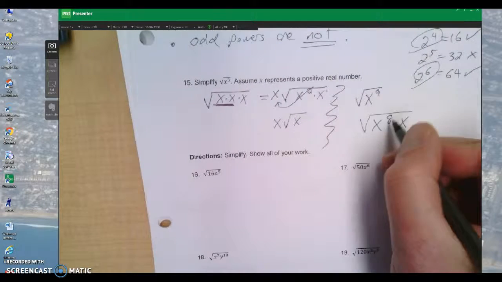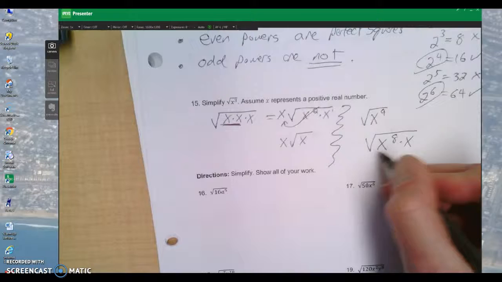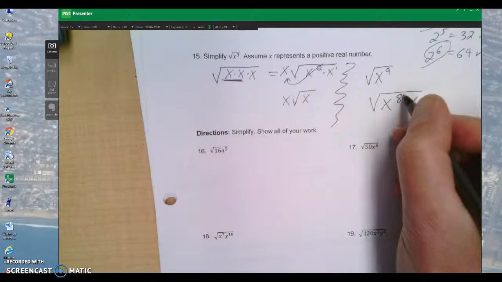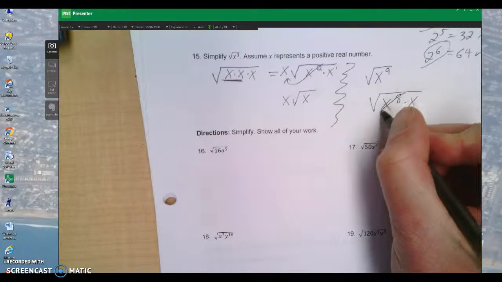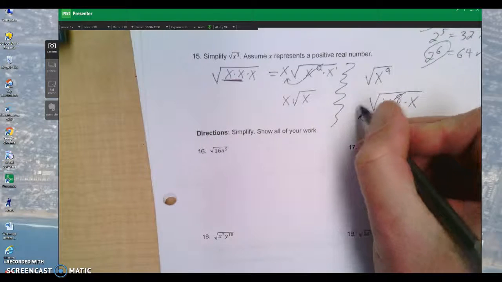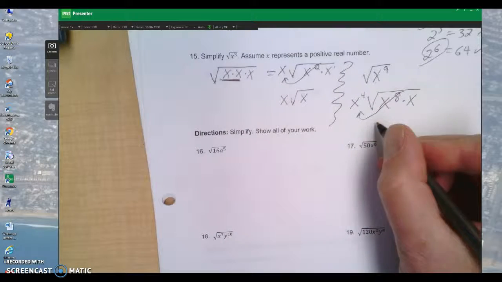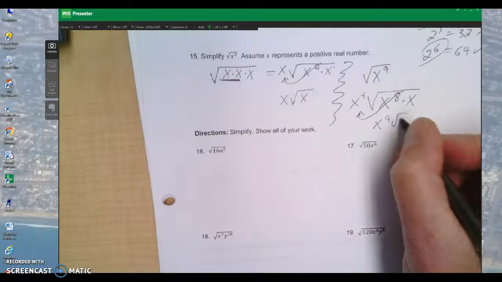Now you're going, wait, this isn't a perfect square. Yes, it is, just like 2 to the 6 is a perfect square. The square root of x to the eighth is what you do with the powers. You just cut it in half. So the answer to this would be x to the fourth radical x.